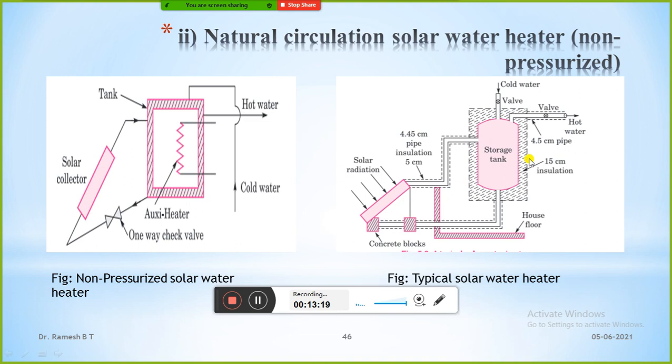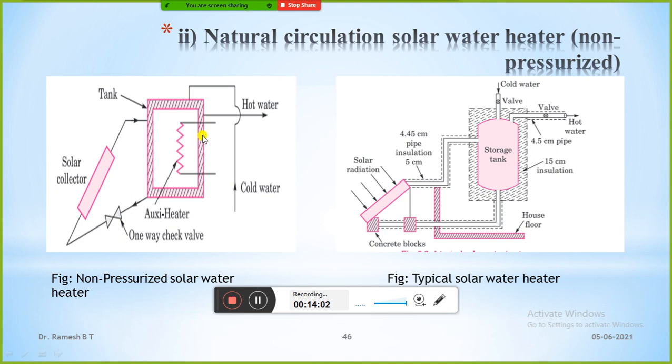Next is the natural circulation solar water heater, but it is not pressurized. The difference between the previous one and this one is the position of the tank. Observe this tank. In the pressurized system, it is possible to supply hot water at the location of the storage tank, and this creates considerable stress and produces pressure. That's why it is pressurized. But in a non-pressurized system, the hot water is supplied by gravity only, so the water goes to the collector and flows to users lower than the tank.